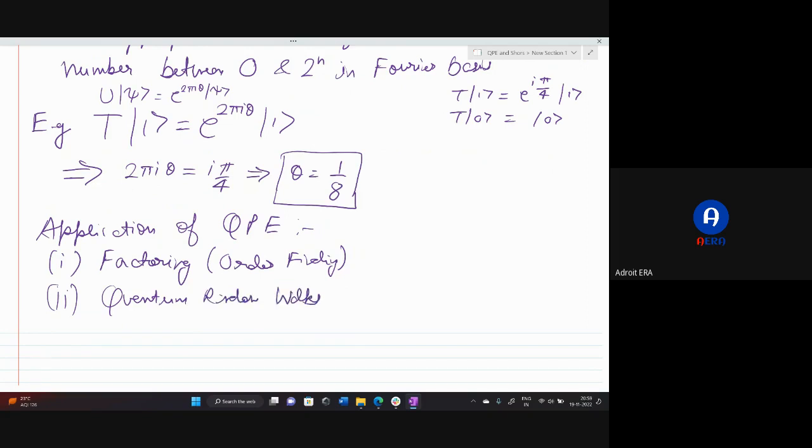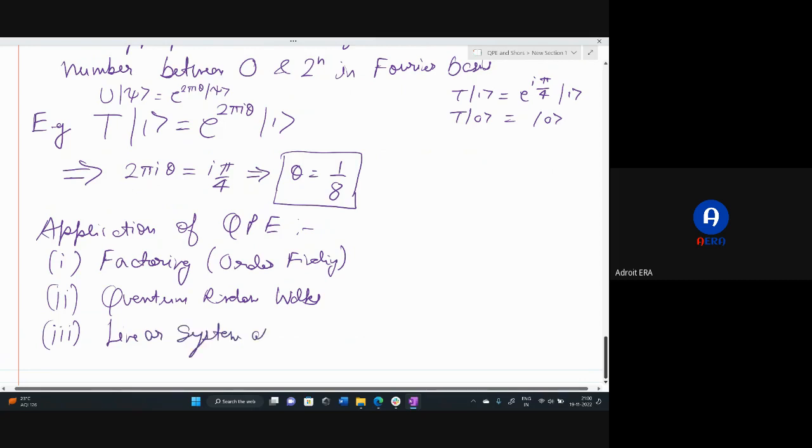The second can be quantum random walks, and the third is for linear systems of equations. So basically, QPE cannot be used individually as something. QPE is used as a subroutine of an algorithm. That means QPE is inside a bigger circuit. The bigger circuit could be of some particular application. Let's say quantum finance, where you are solving for some linear system of equations. The algorithm will be much bigger, but this will be a sub-part of that bigger algorithm.